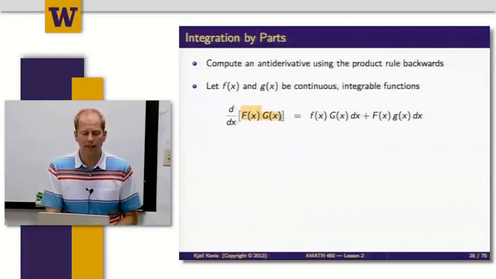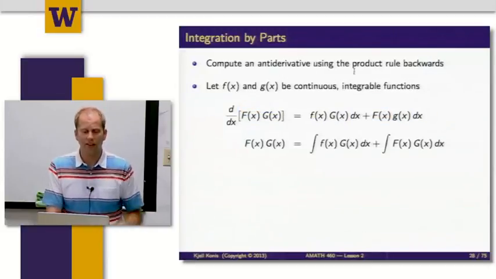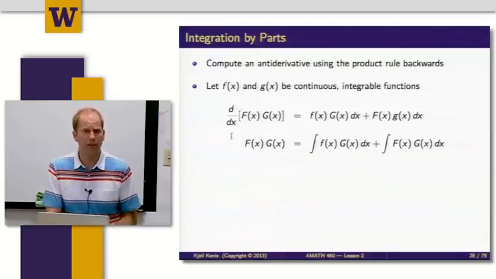So I'm going to take the product of these 2 antiderivatives and take its derivative using the product rule. What I'm going to end up with is the derivative of the first function times the second, plus the derivative of the second function times the first. Then if I take the integral of both sides, by the fundamental theorem of calculus, that's just undoing my derivative operation. So I have capital F of x times capital G of x equal to the integrals of the 2 terms on the right-hand side.